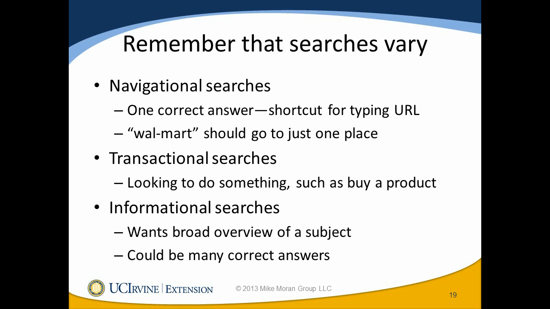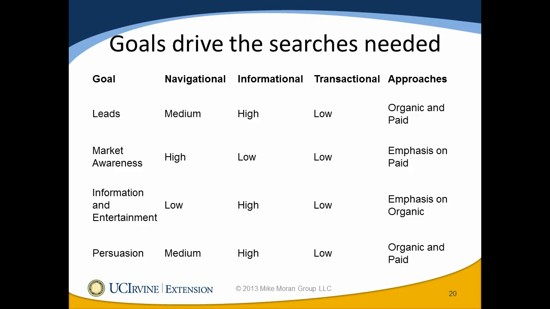Transactional searches are when people are looking to do something like buying. And informational searches are when people want a broad overview of a subject, and there could be many different answers. And so each of these kinds of searches are searches that may help you as you're trying to drive traffic to your site. So let's look at each of these kinds of searches and see how they affect different kinds of websites that have different goals.